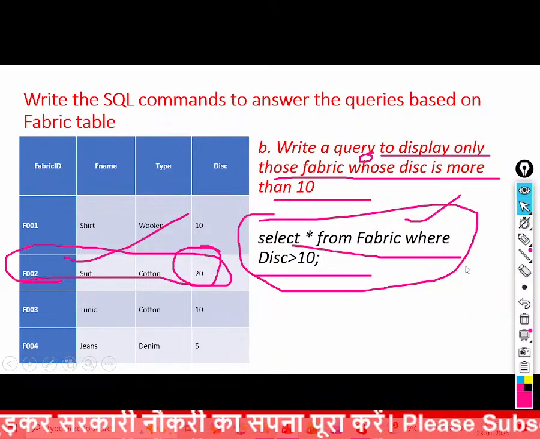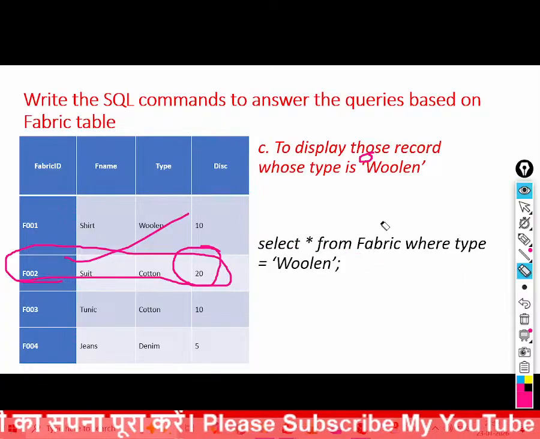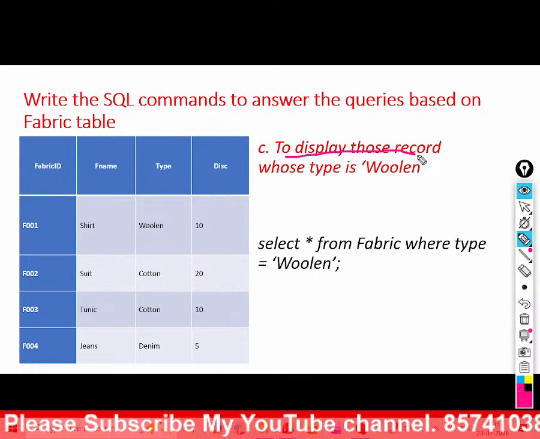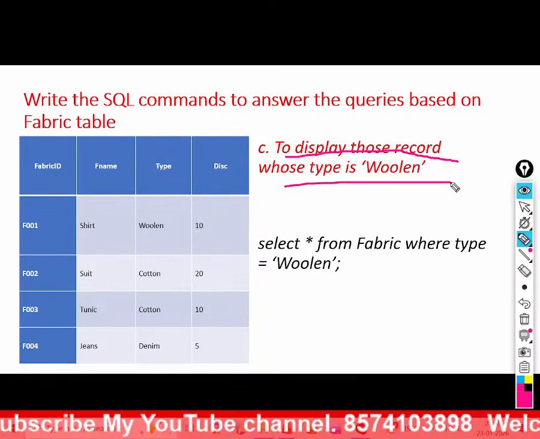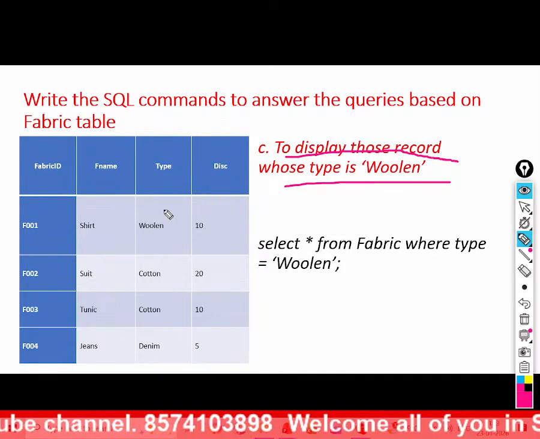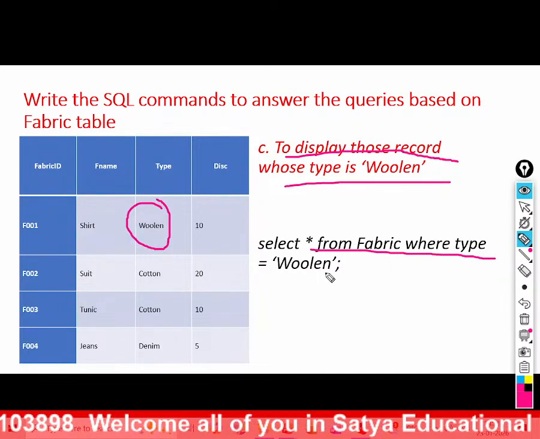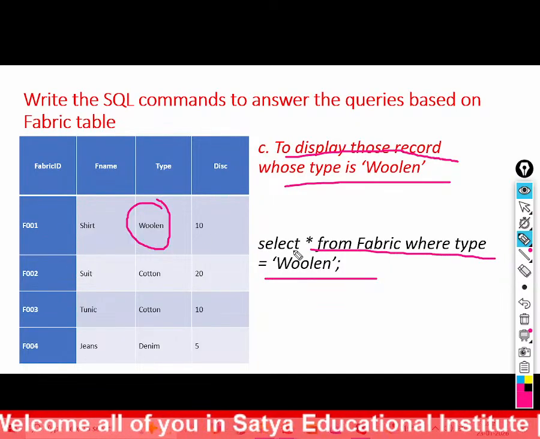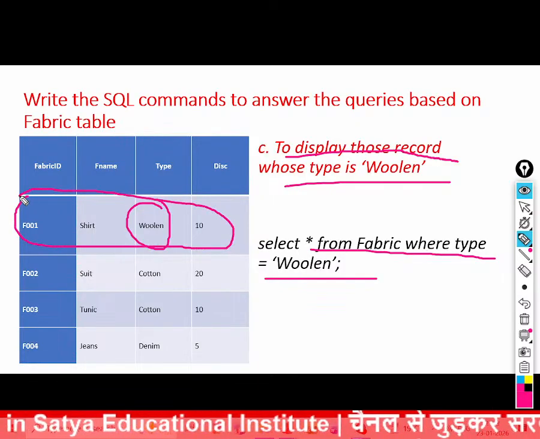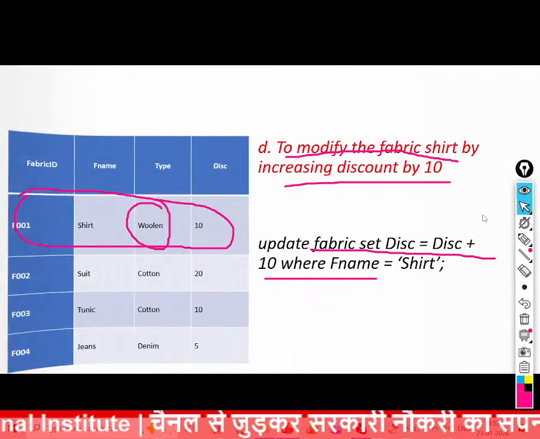Next question is here. Display those records whose type is woolen. Type is woolen, and woolen is here only once. So: SELECT * FROM fabric WHERE type = 'woolen'. Then you write this command, and it prints only this record from the table.